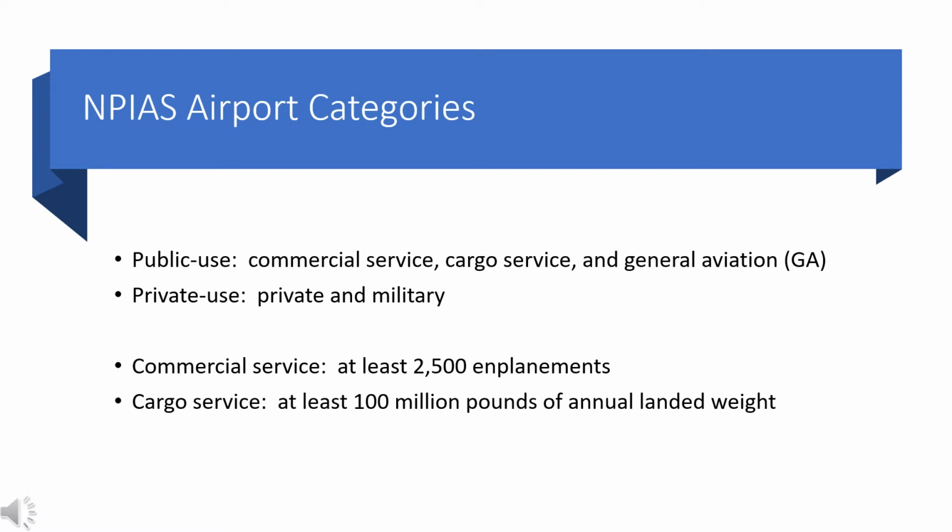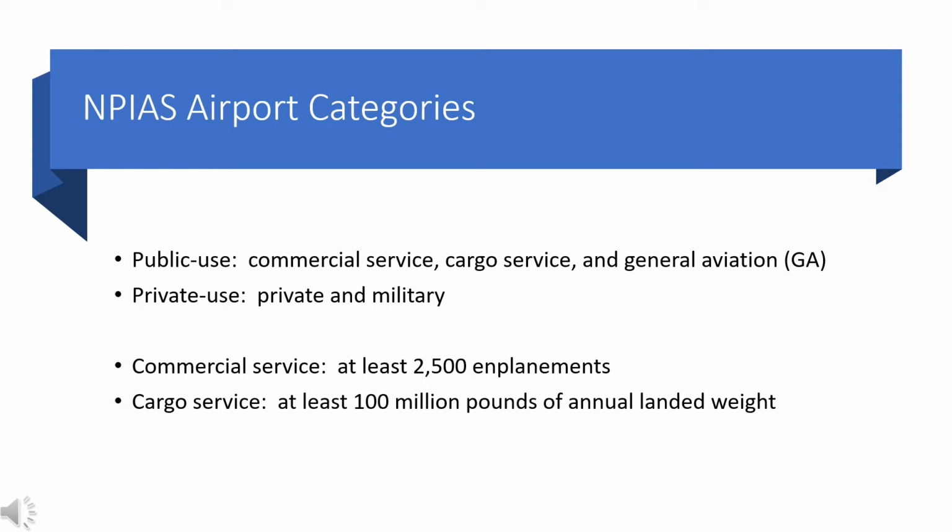NPIAS is a report that gets published every 2 years, and it provides a 5-year projection on all airport developments that apply for federal grants. Within NPIAS, there are 5 types of airports. Public use airports can be subdivided into commercial service, cargo service, and general aviation, or GA. Meanwhile, private use airfields are simply privately owned or military-run facilities.